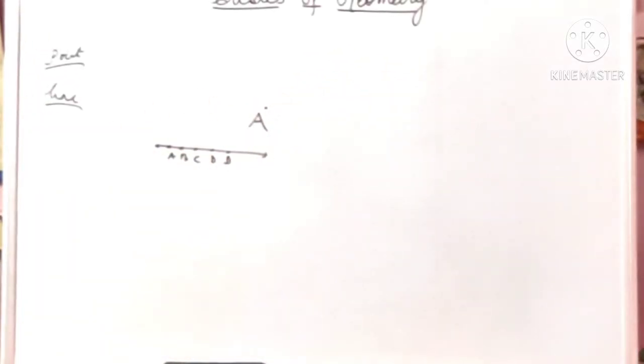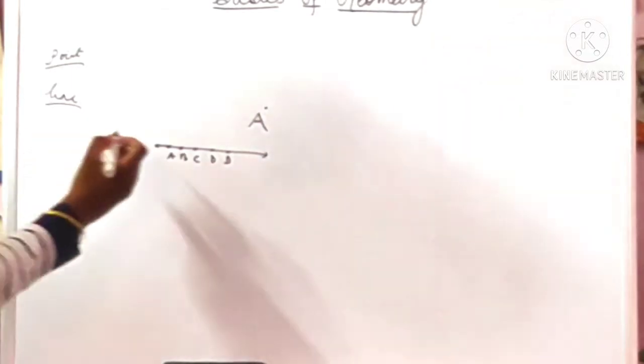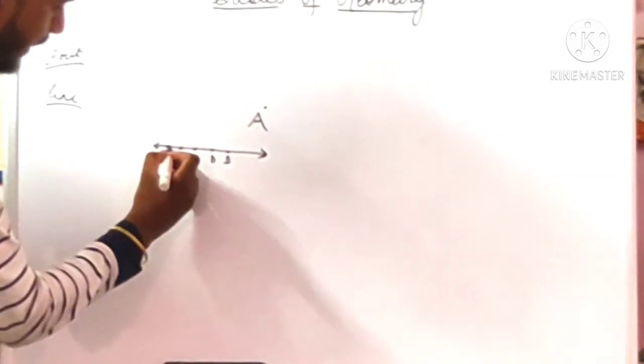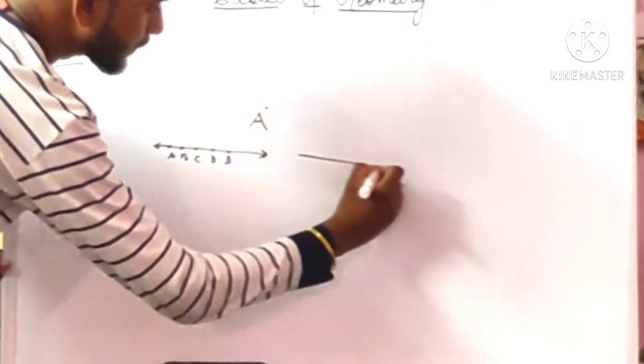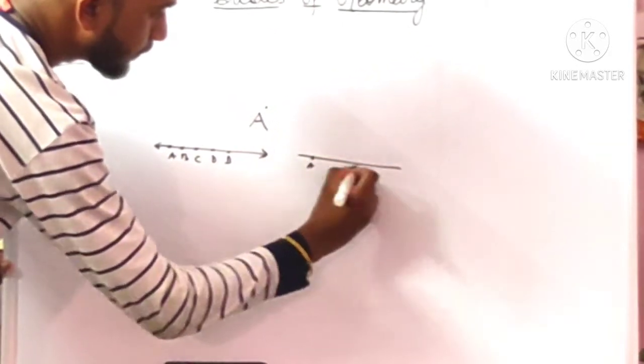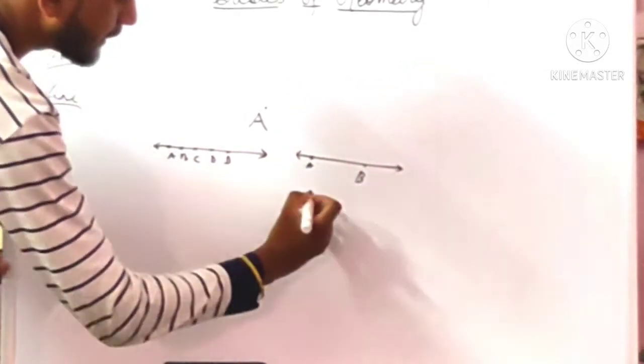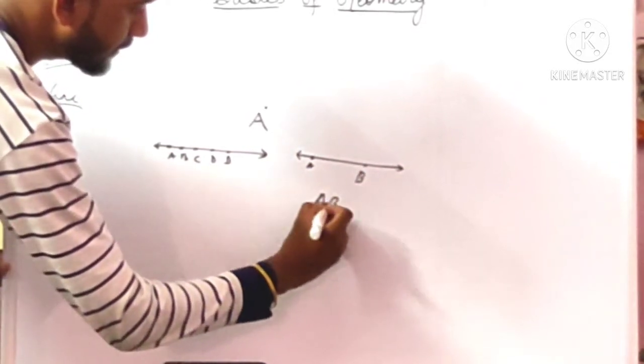So what is this now? The word line usually refers to a straight line which is a collection of many points. What does a line signify? A line signifies that it can extend endlessly in both directions. Suppose I am considering this one, A, B, and this can be stretched in both ways. So it can be said that AB is a line.